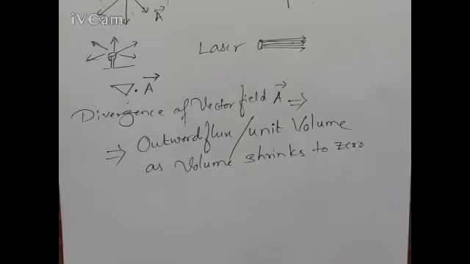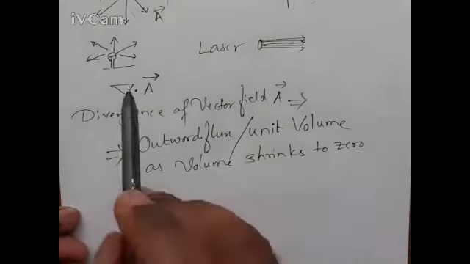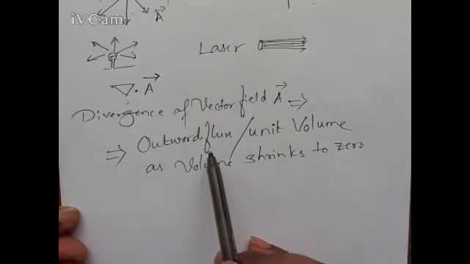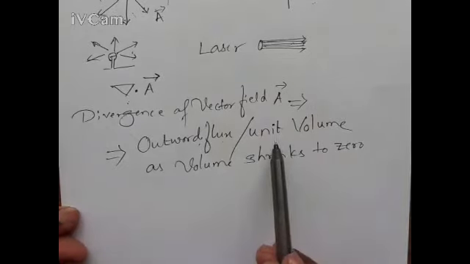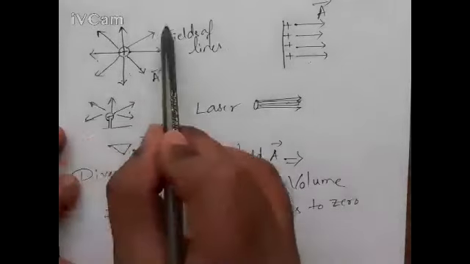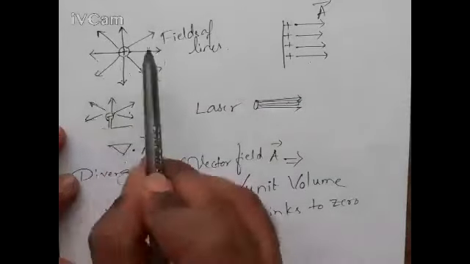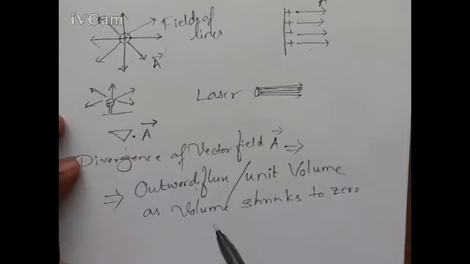That definition says it's the outward flux. What is happening? These are the flux. Flux means the lines per unit area. The flux is moving out. It is an outward flux per unit volume. How much is going out? If I draw some volume here in this diagram, how much is going out from a single point? That is called divergence.